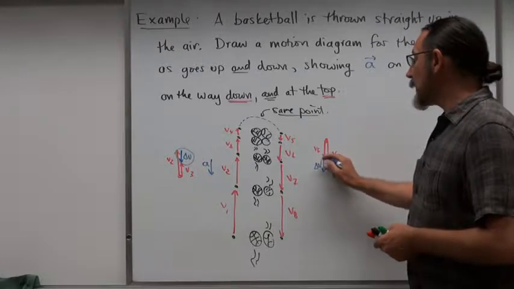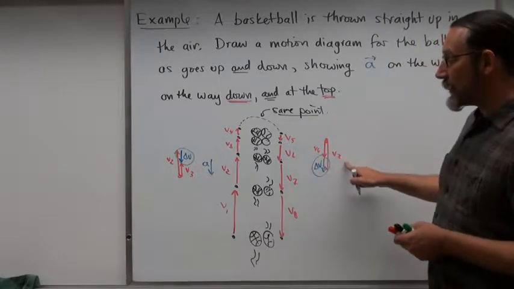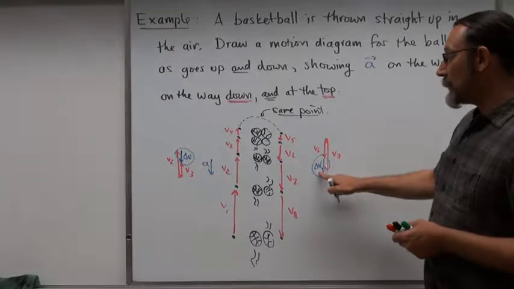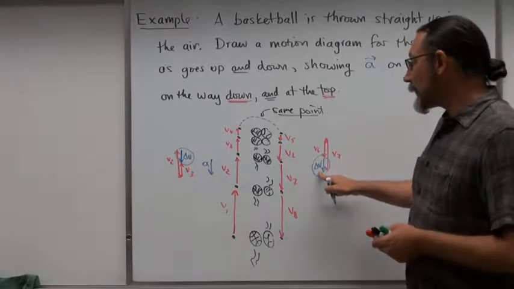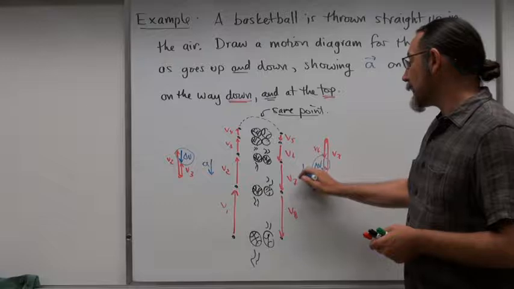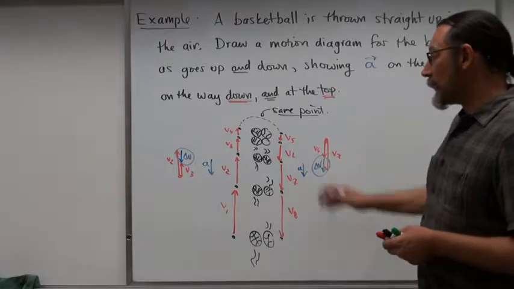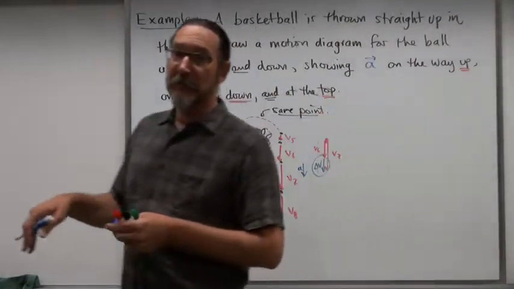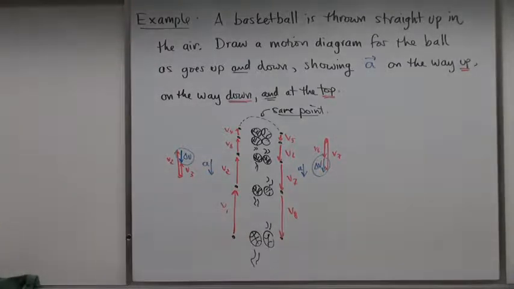So the change in velocity that had to happen to make V6 look like V7 is this downward pointing change. Well, that's great. That's exactly what I would have hoped, is the acceleration points down when the ball is coming down. Okay? So far, so good.